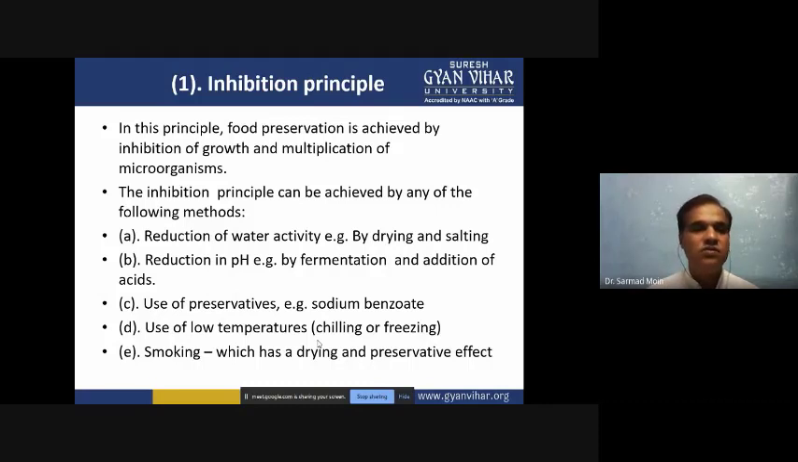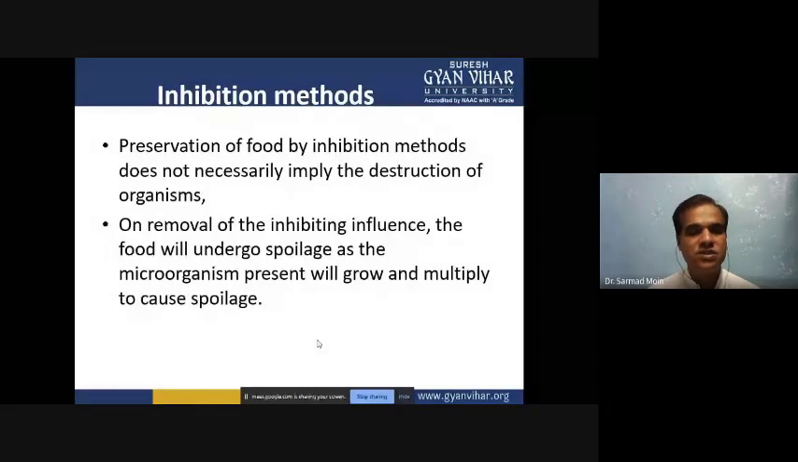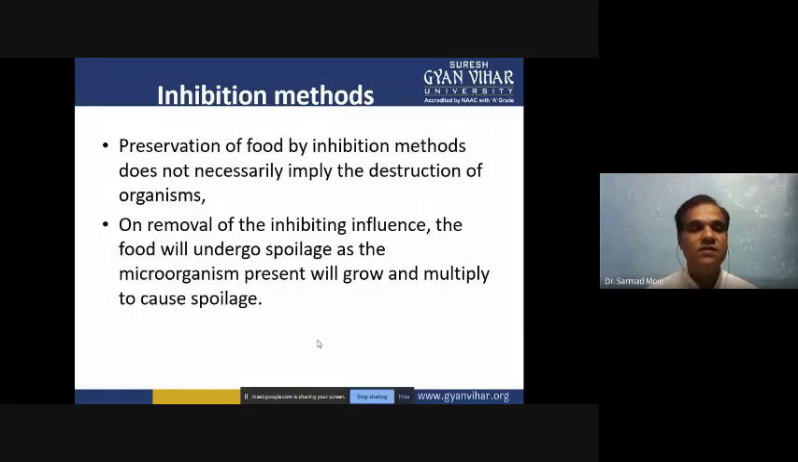Preservation of food by the inhibiting method does not necessarily imply the destruction of the organism. We are just inhibiting the growth, not destroying the organism. The organism will be there, but we are inhibiting growth and development so that they will not release enzymes, will not grow, and will not cause spoilage. We can keep the microorganisms inhibited for some time so that we can utilize those food products.